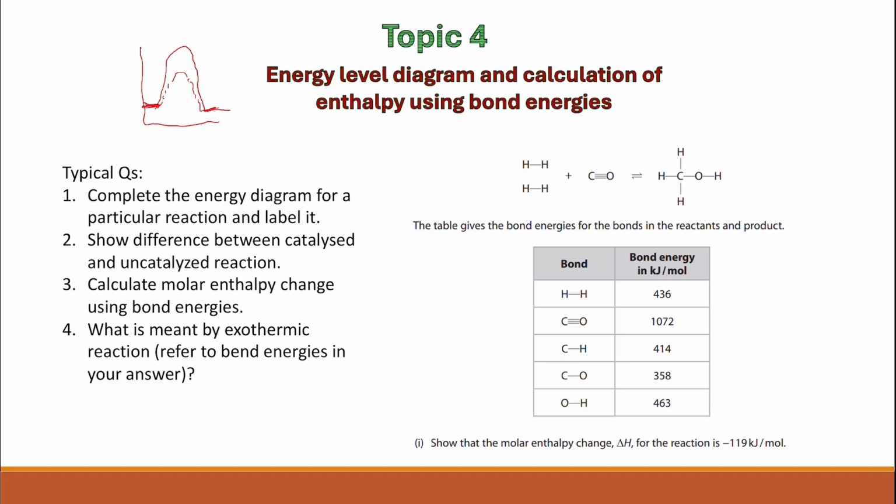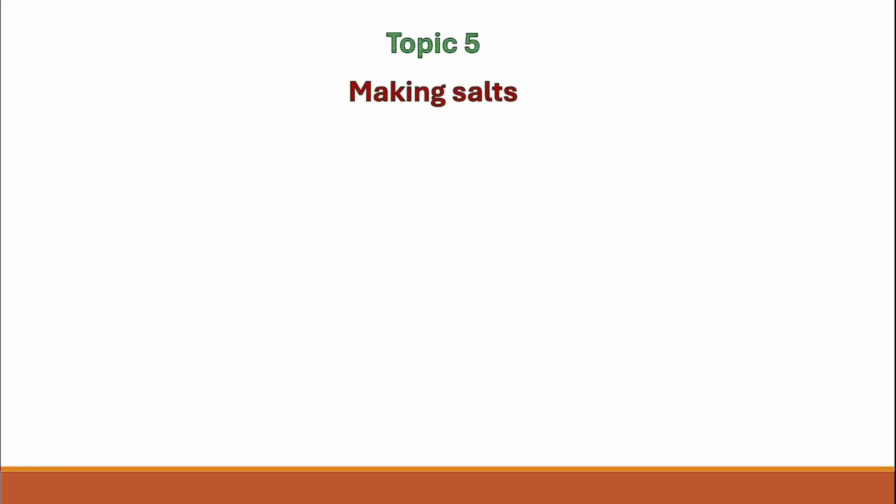And also to calculate the molar enthalpy change using bond energy, something like this question here, and what is meant by an exothermic reaction, asking you to refer to the bond energies in your answer. So you have to refer to the fact that if it's exothermic, the energy released when the bonds in the products are formed is more than the energy taken in to break all the bonds in the reactants. So this is the exothermic, and the endothermic will be the opposite.